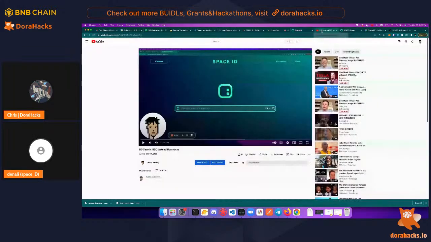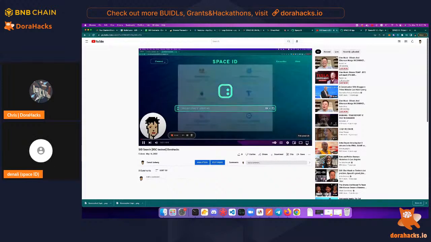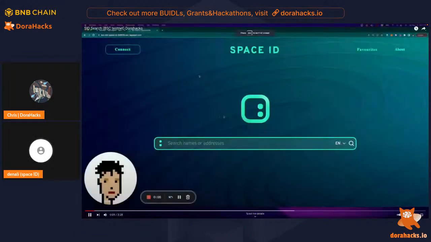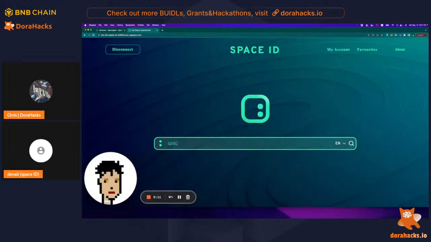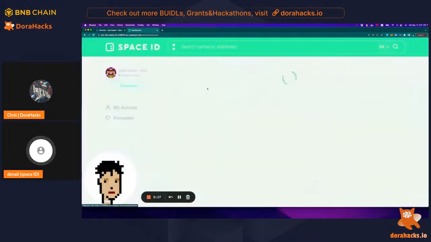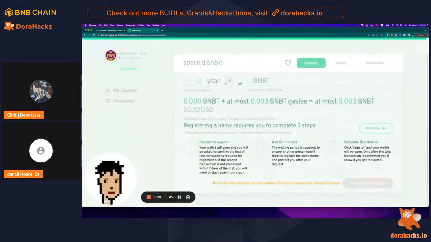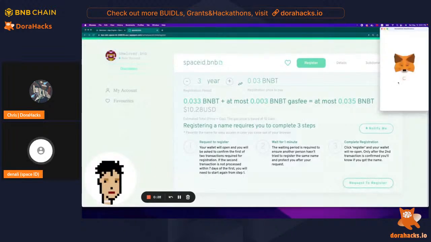Based on these three features, we have implemented a demo MVP version, so I can present a video here. This video will show a basic user journey for Space ID. First, you need to connect your wallet. Once your wallet is connected, you search a name. If the name is available, you can choose to register it and choose how long you want to use it. Then you proceed with the registration process.